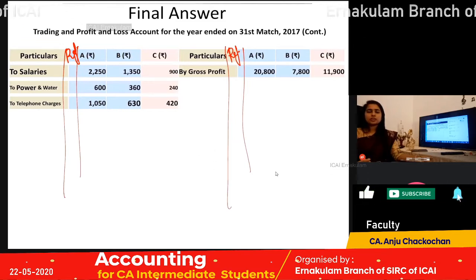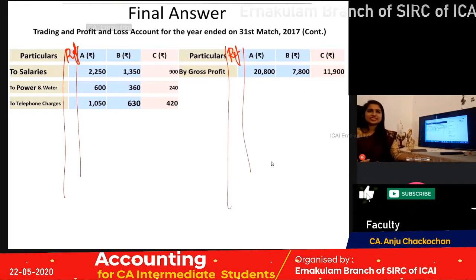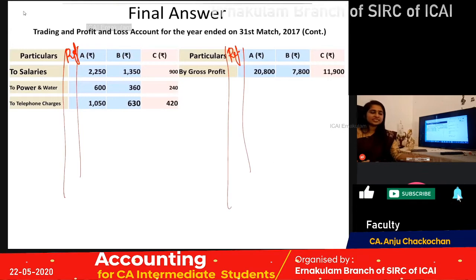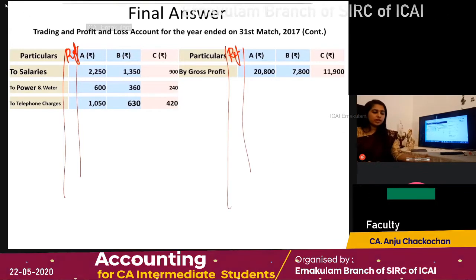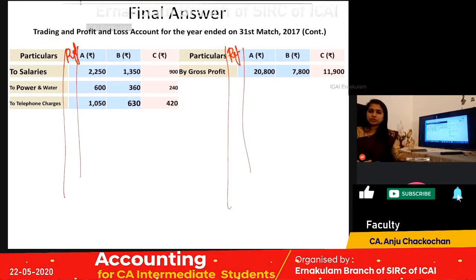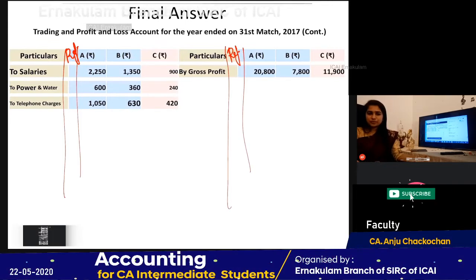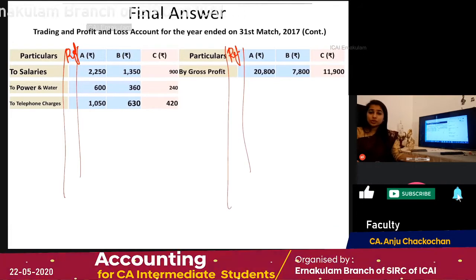Everybody speed up the process. Increase your calculator speed, which you can do only by working out the problems at home as well. Even after class, please work out the problems. Okay, Bhagan, let's wait and see for the answers. Please work out the problems at home so that you increase your calculator speed.